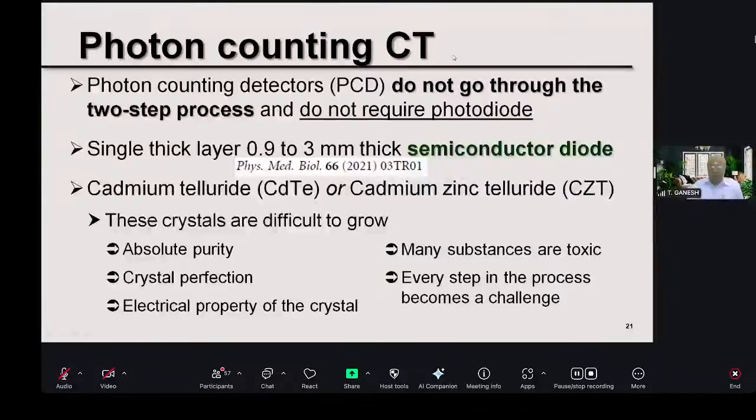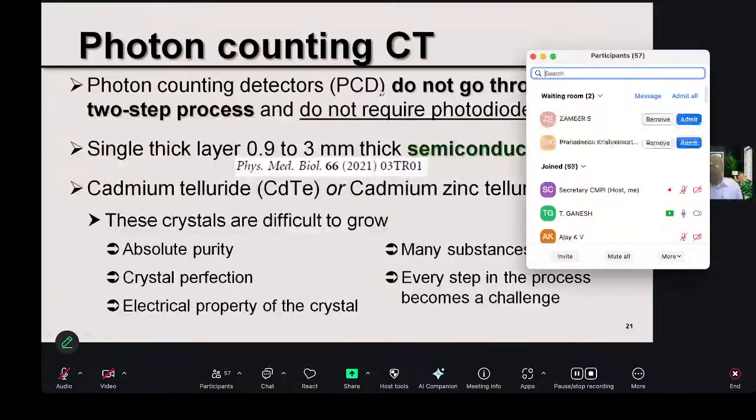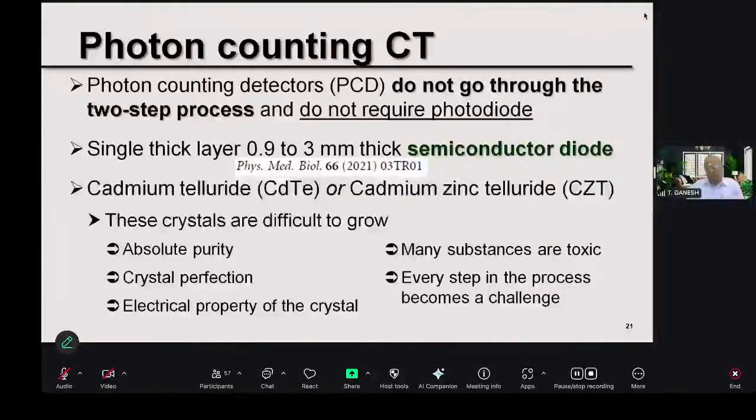Moving on to photon counting CT, the first biggest advantage of photon counting CT is that photon counting detectors, which are also called PCDs, do not go through this two-step process of first X-ray energy getting converted into light, and then light to electrical signal.